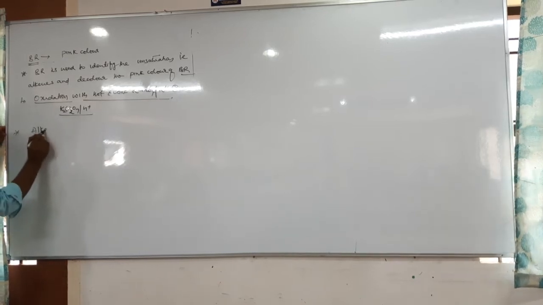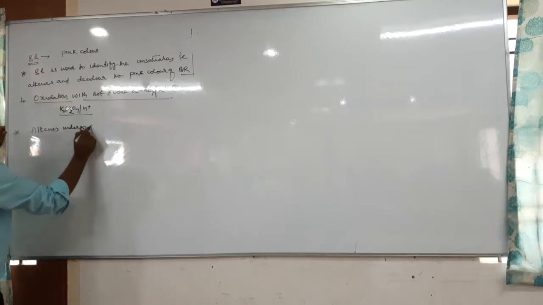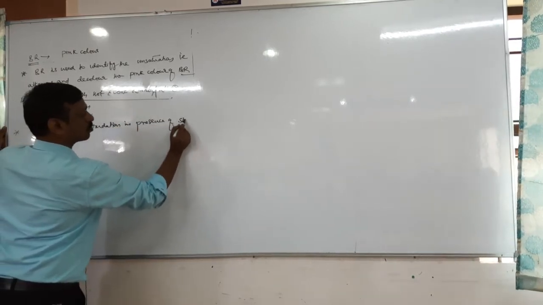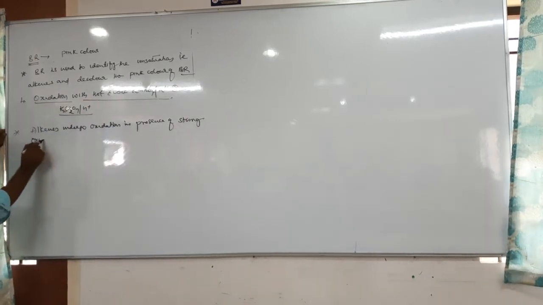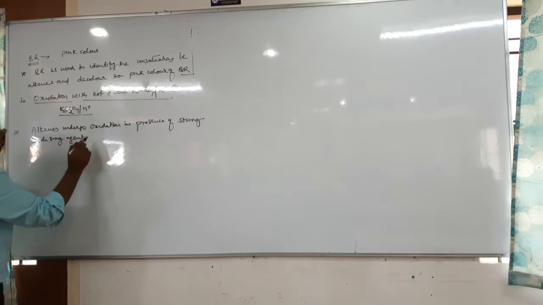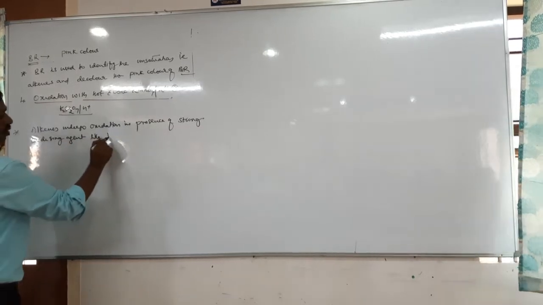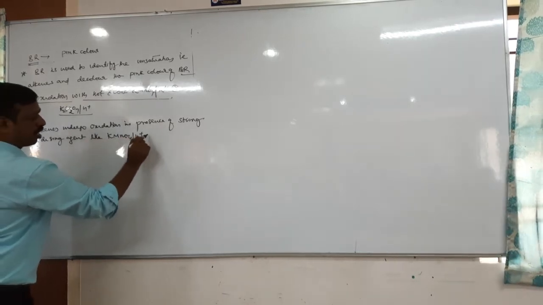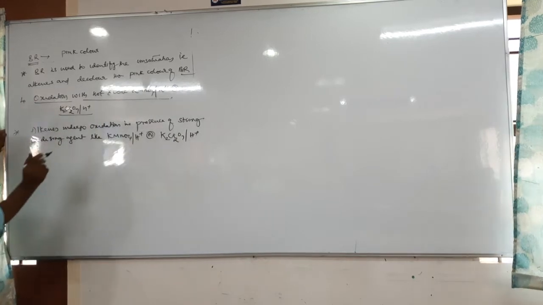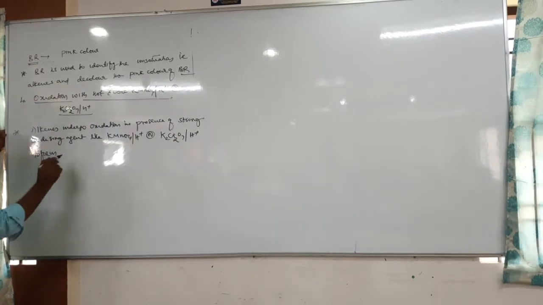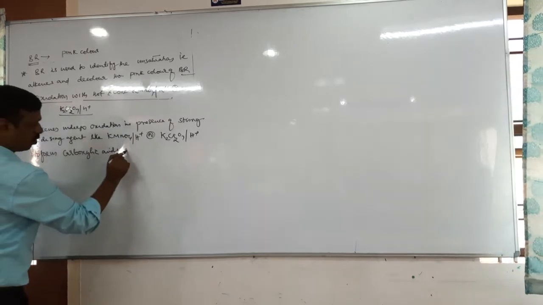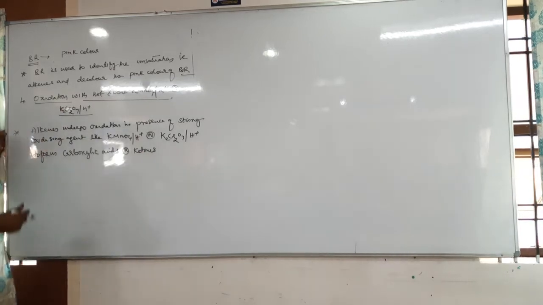So what is the statement? Alkenes undergo oxidation in presence of strong oxidizing agents like KMnO4 acidic medium or K2Cr2O7 acidic medium to form carboxylic acids or ketones. Sometimes both are also possible.